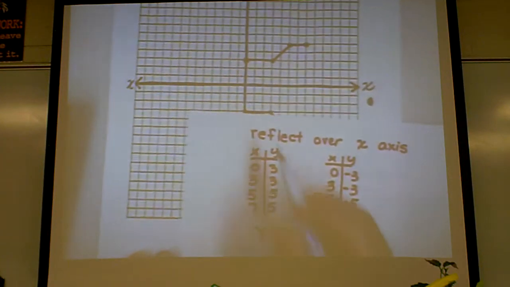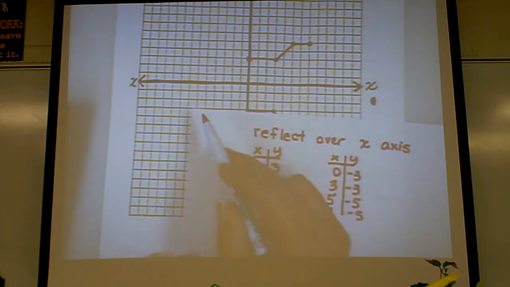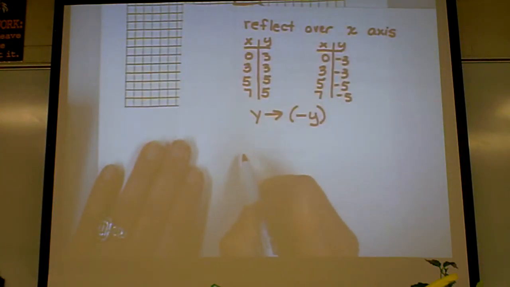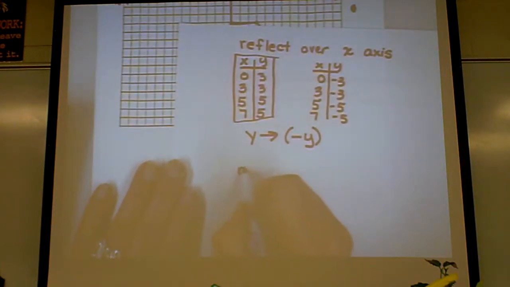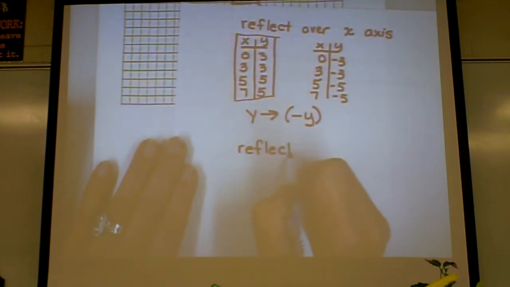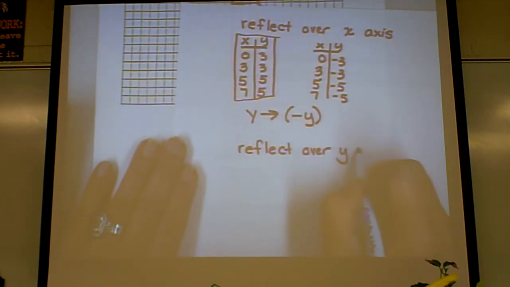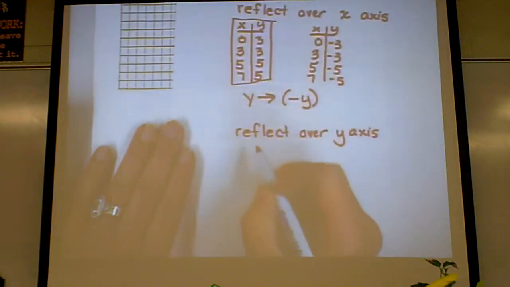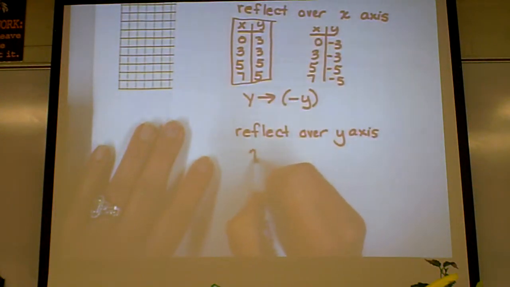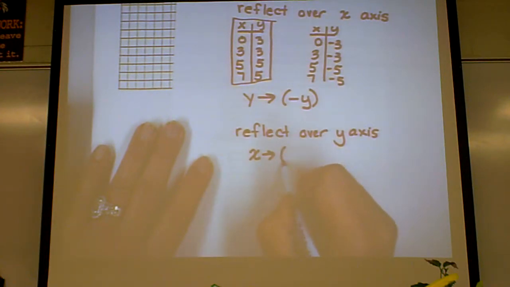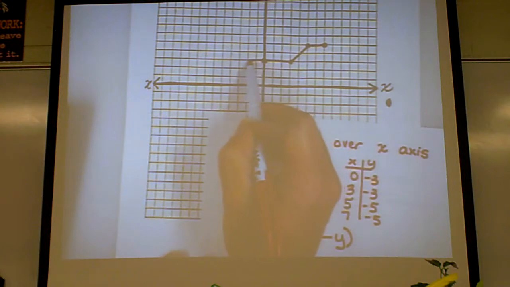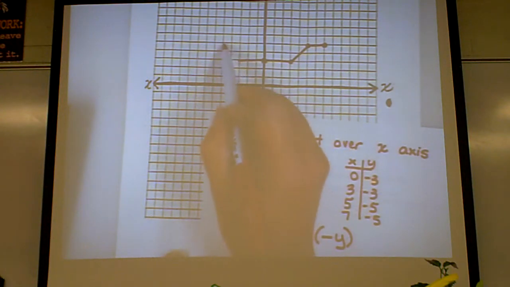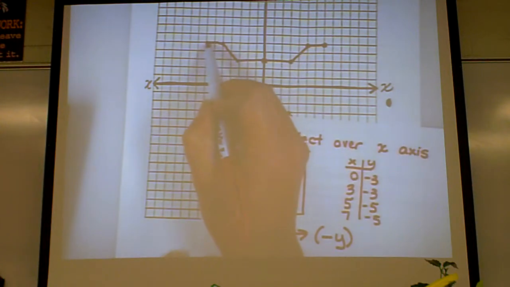What if we wanted to take this picture and reflect it over the y-axis? Change the x's. You take these same ordered pairs, and to reflect over the y-axis, you change x and make it the opposite. What's it going to look like? It's going to be going this way, over. Correct? Okay.